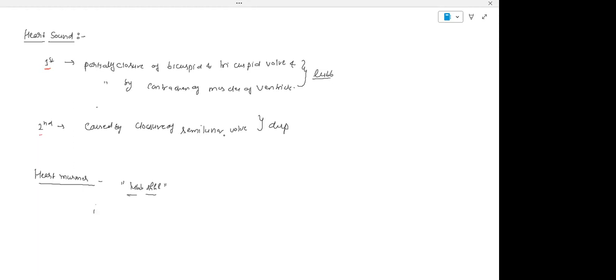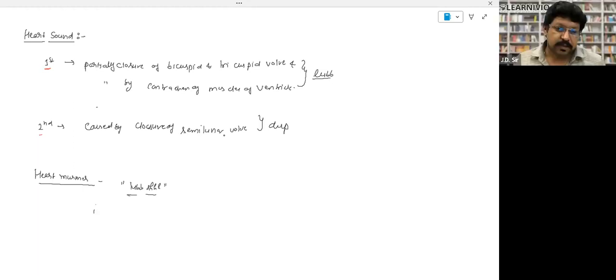Yes, sir. When these close down, then contraction of the ventricle will take place, obviously. Second sound is dub. That dub sound is caused by closure of the semilunar valve.